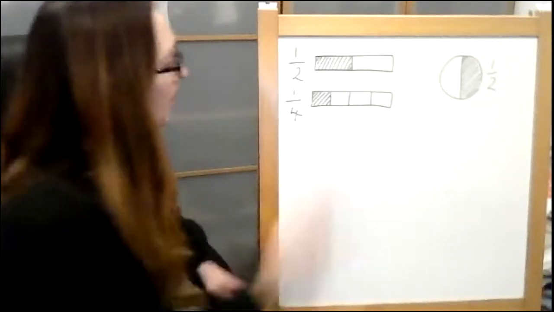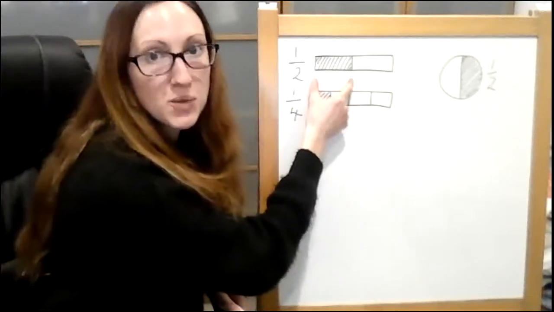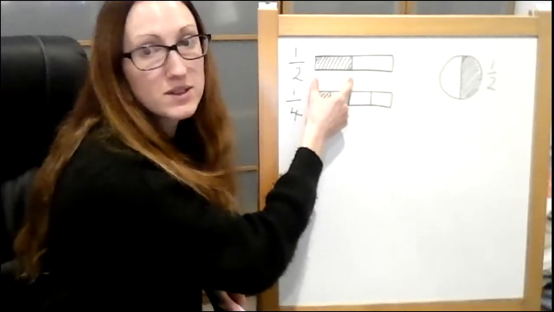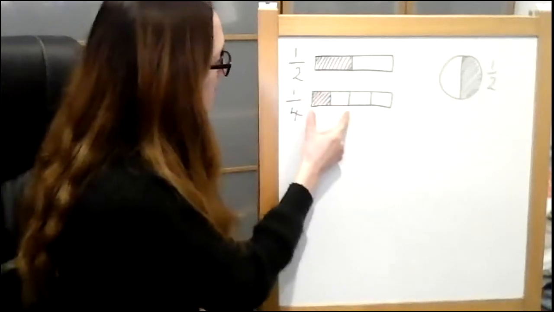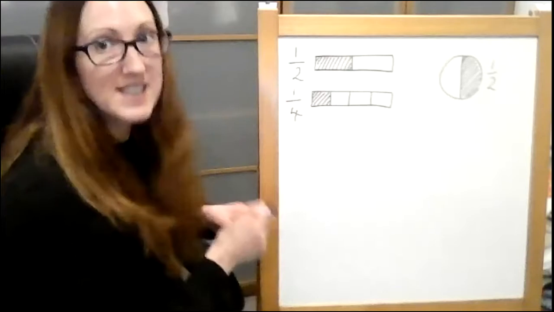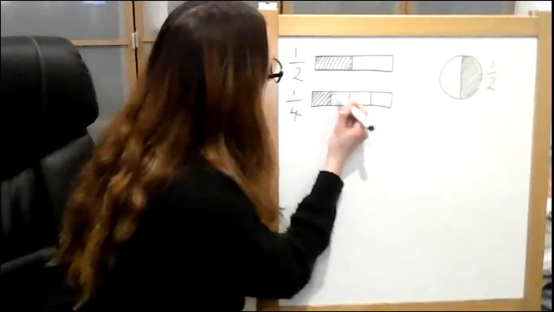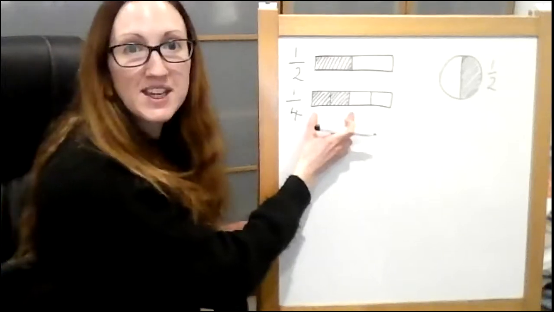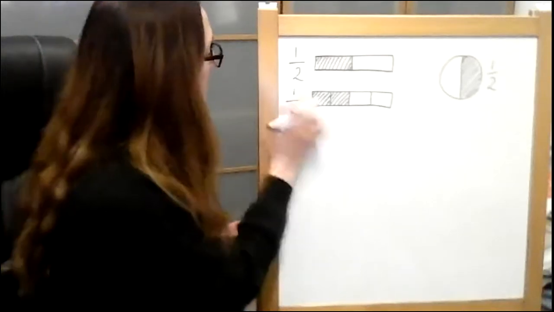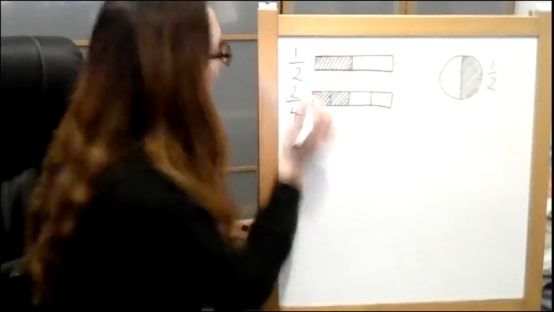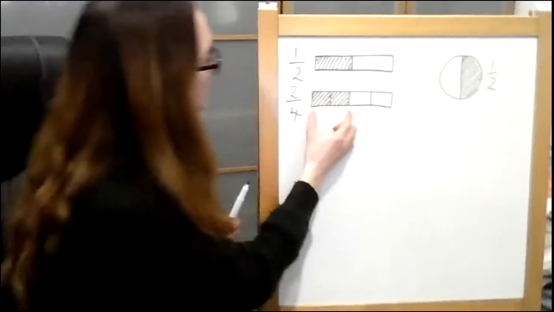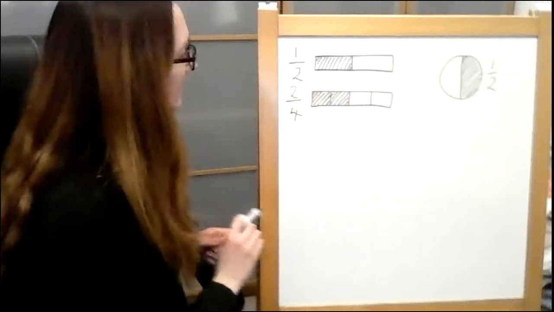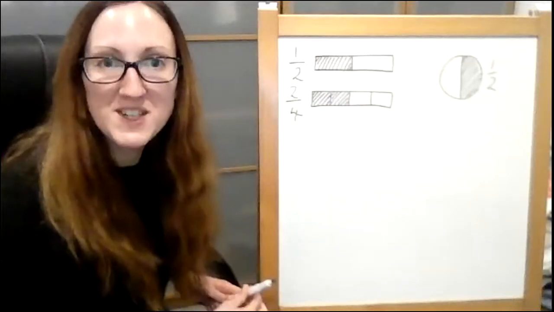So I want to know what is equivalent to or the same as a half. I see my half here. And then if I come down to my quarters, I can see if I shade in 2 of these, 2/4 are equivalent to a half. So 2 are equivalent to a half. So a half is equivalent to 2/4 and vice versa.